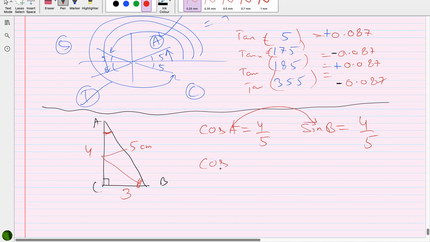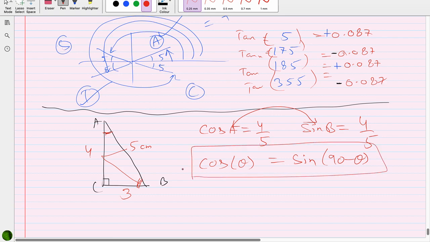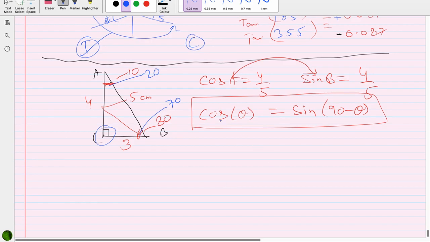So cos of theta equals sine of 90 minus theta. When we apply this identity, it actually switches from A to B. For example, if this is 10, this would be 80. If this is 20, then this would be 70, because the sum of these two is always 90. This 90 is fixed; the sum of the remaining two angles is always 90. So that is the simple identity.